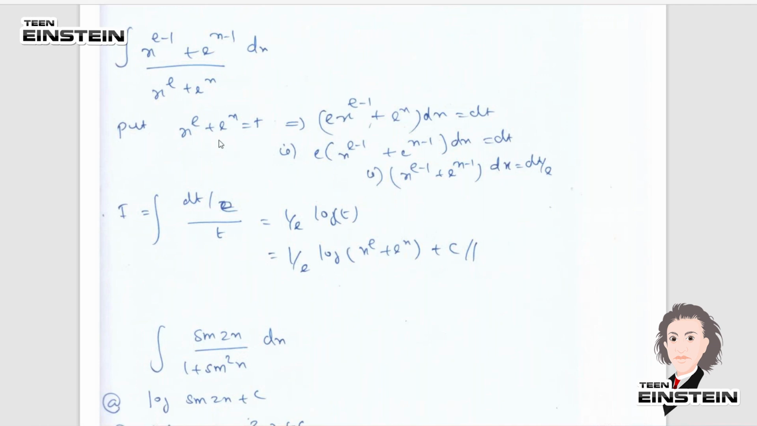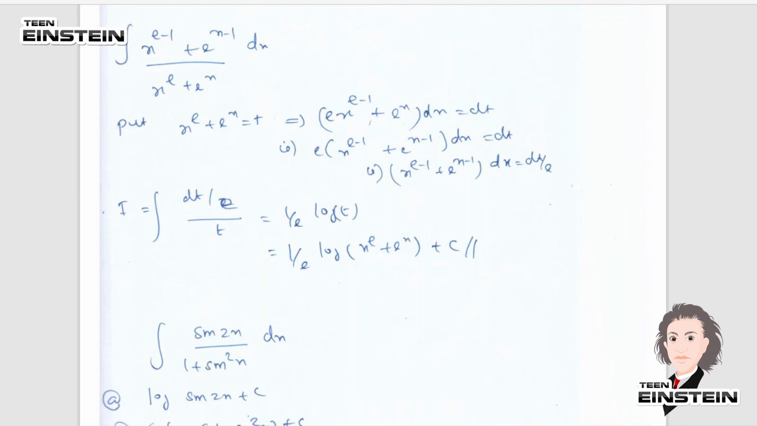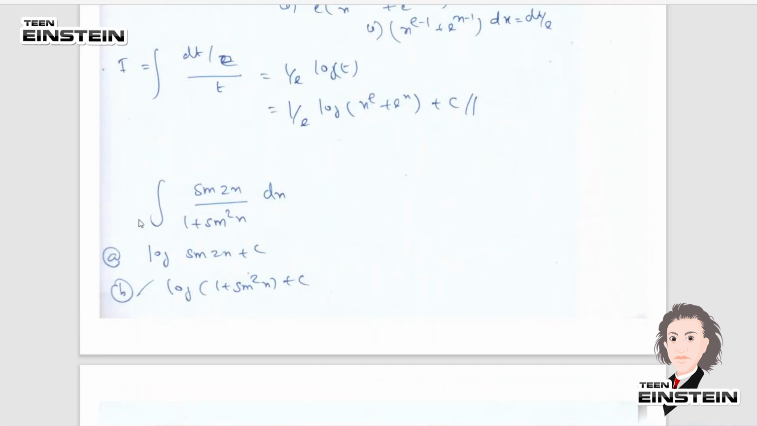See the next problem. Integral sine 2x upon 1 plus sine square x dx. 4 options are given. First option is log sine 2x plus c. Second option is log of 1 plus sine square x plus c. Third option is 1 by 2 log of 1 plus sine square x plus c. Fourth option is tan inverse of sine x plus c. Can you do this problem? Can you try?